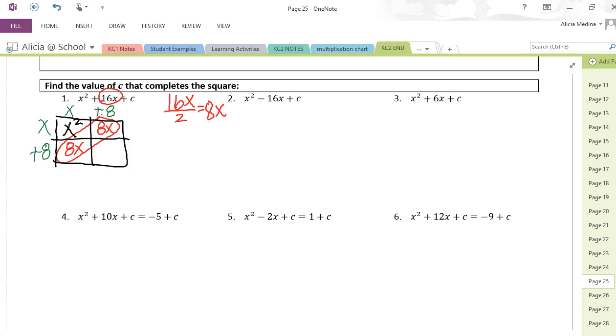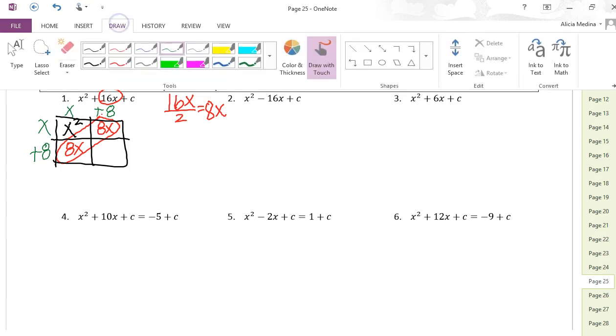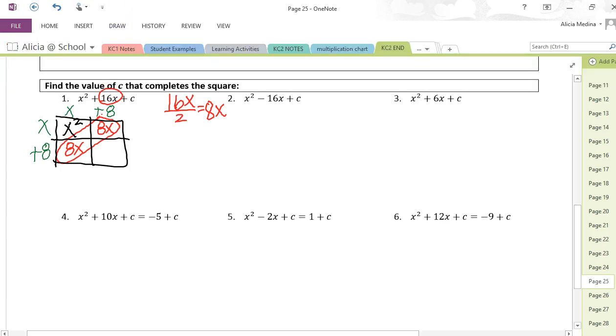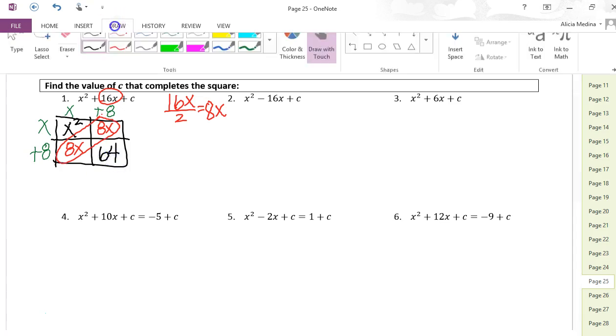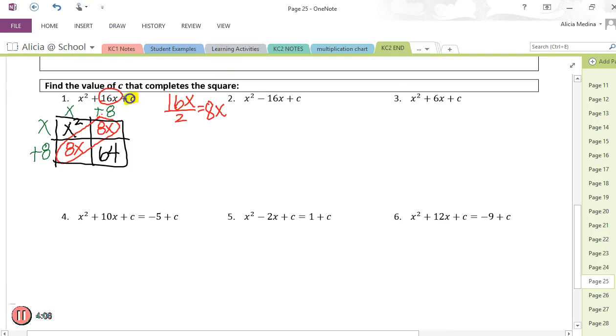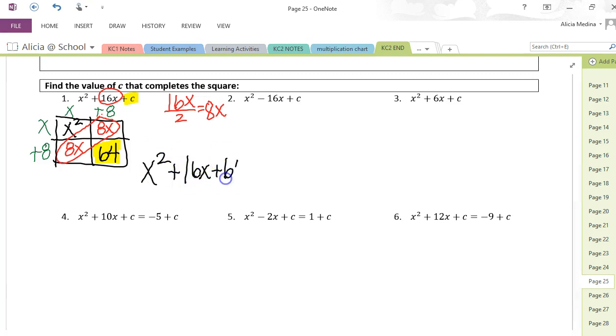Now we can figure out what that last term, our c value, is, because I can multiply 8 times 8, and that is 64. That was the goal. We're trying to find that c value, which is that bottom right corner. So when I write my final trinomial, it's going to be x squared plus 16x plus 64.